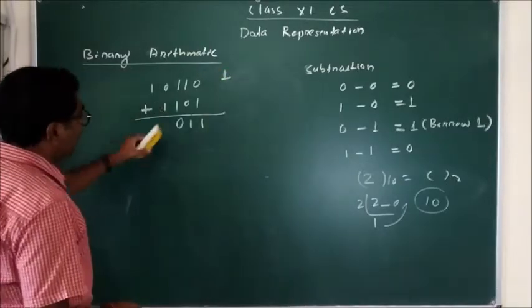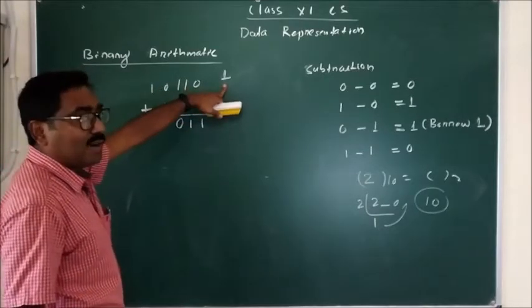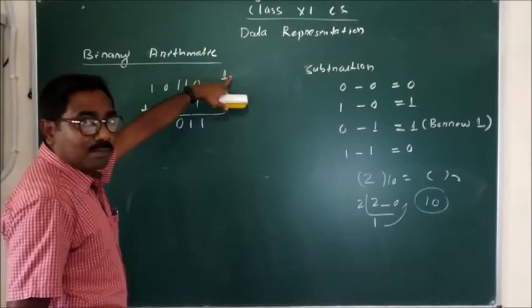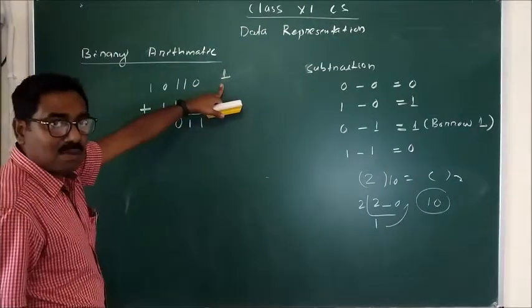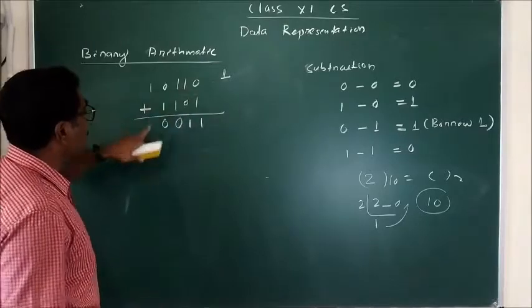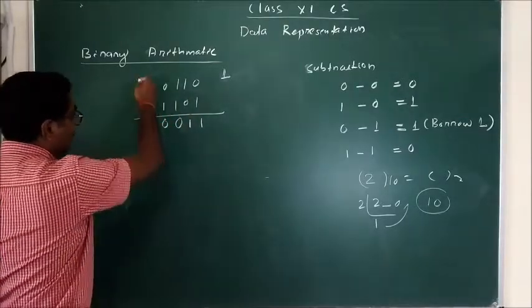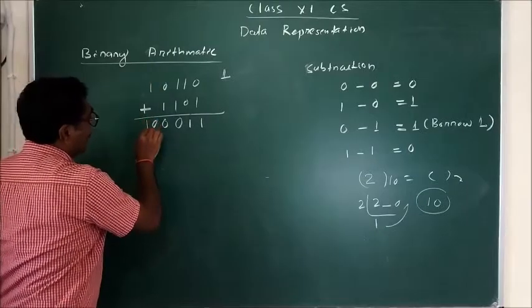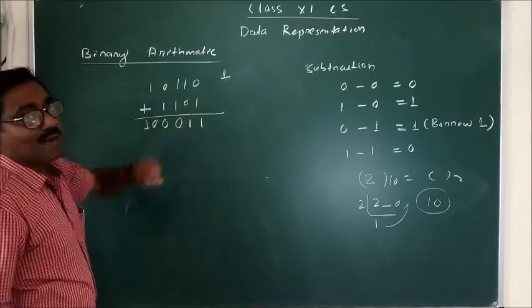Here I am taking 1 as a carry bit. Again 0 plus 1 is 1, plus this carry 1, that means 1 0 again. From that 1 0 I am taking 0 and 1 is the carry bit over here. Then 1 plus 1, again 0 is the result, and another carry bit. If there is no more calculation, you have to write down the carry bit over here. So the number is now 1 0 0 0 1 1.